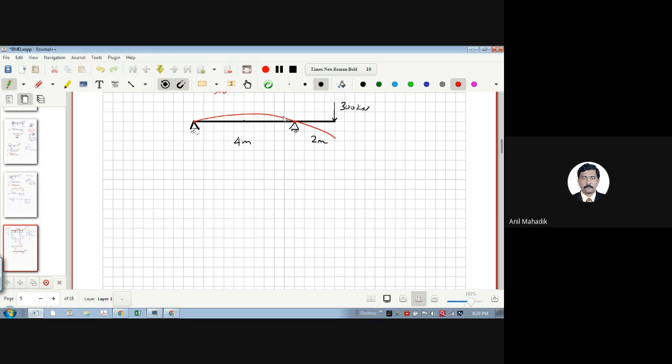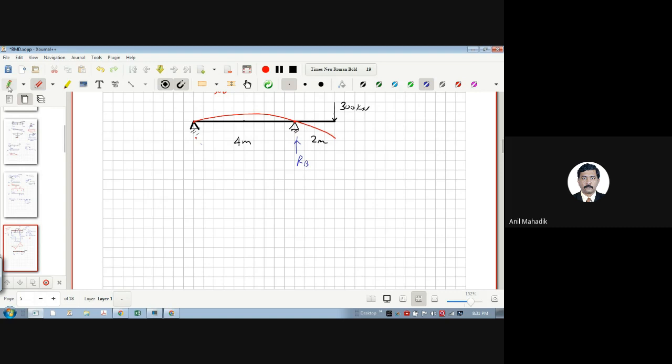Now you need to calculate the reaction. Tell me how much the reactions will be. You know that you have to find it from here. RA, RB, then take the moment about A. So see, as this 300 is pushing down, this reaction will be upward, and this end will try to go upward, so the reaction will be downward. You can get it through the equation also.